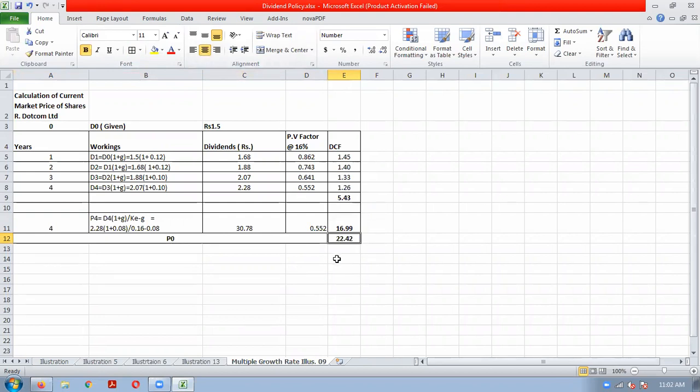Here, for multiple growth rates, how you have to solve: first, you have to take the dividends till the growth rate changes. Once the growth rate stabilizes, you will have to calculate that year's price, that is fourth year's price. Take that price in the table, discount that value, and total these two. You will get today's price. So today's market price per share is 22.42.